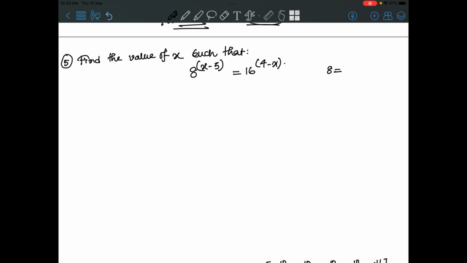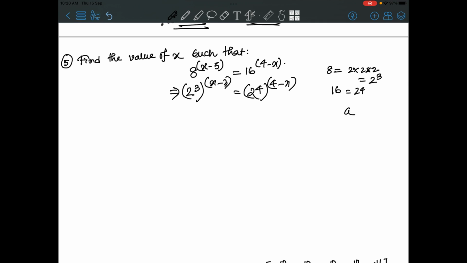Again, we are going to turn 8 into 2 into 2 into 2 after factorizing. That means 8 is equal to 2 cube, and 16 is equal to 2 to the power 4. Now 2 cube in place of 8, (2 cube) whole to the power x minus 3, and (2 to the power 4) whole to the power 4 minus x. Again, we apply the power rule, which is (a to the power m) whole to the power n is equal to a to the power mn.